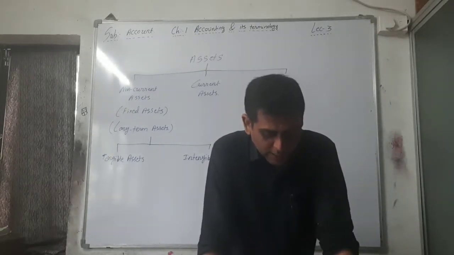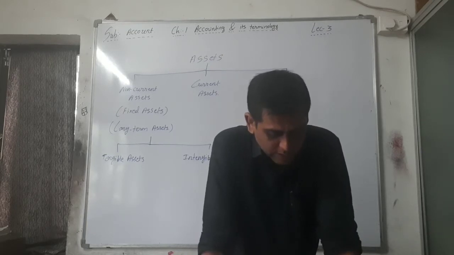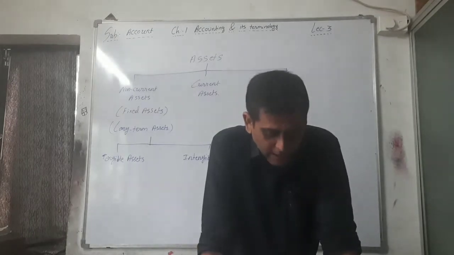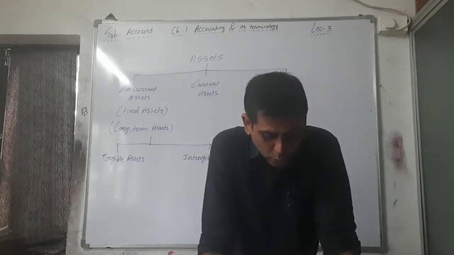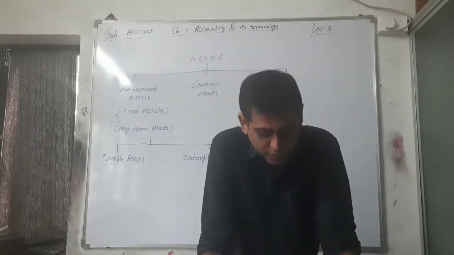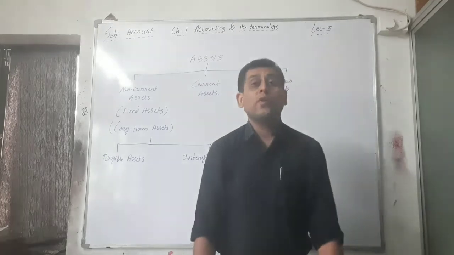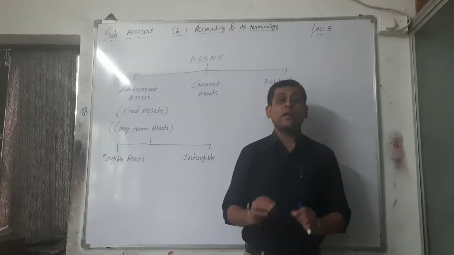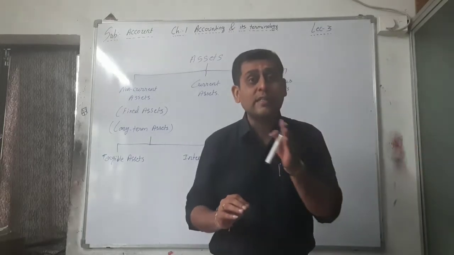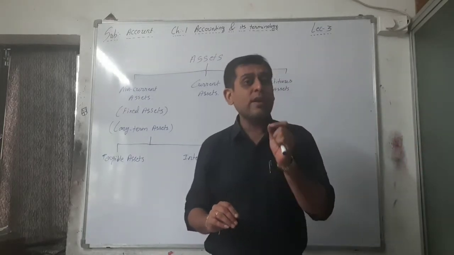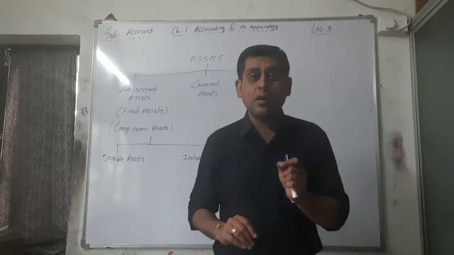For day-to-day transactions of business, these assets are used. Current assets include cash balance, bank balance, debtors, bills receivable, raw material stock, finished goods stock, etc. Whatever you can convert into cash in 1 or 5 days or 10 days or 1 month, that is, less than 1 year, is called a current asset.